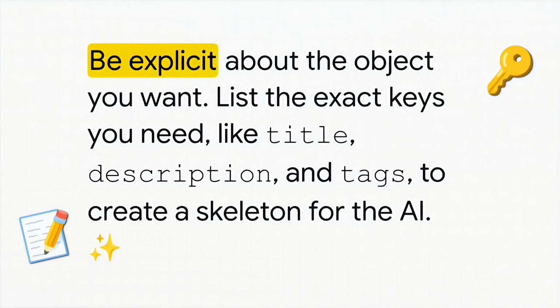First up, step 1, ask for a specific structure. Don't be vague. You need to explicitly tell the AI, hey, return a JSON object, and I need these exact keys: title, description, and tags. It's like you're handing it a form with the fields already labeled. It creates a perfect skeleton, so there's no doubt about what it needs to fill in.